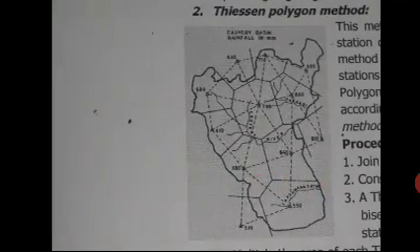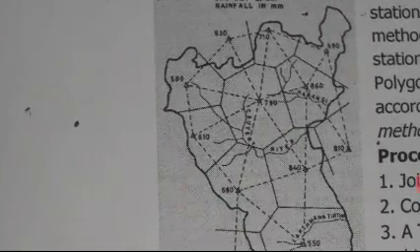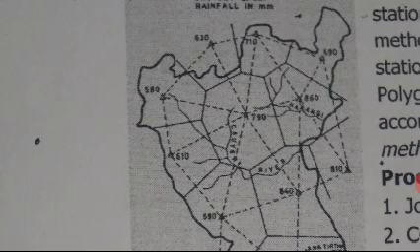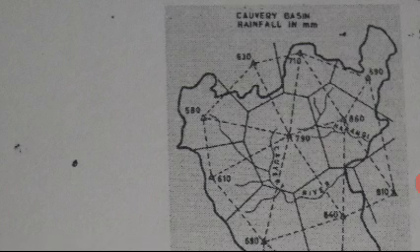Second one is the Thiessen polygon method. In this method you can see the rain gauge station points are connected in the form of polygons. That's why this is called the polygon method. This method is used for a non-uniform rain gauge network by assigning weights to station data in proportion to the space between the rain gauge stations.